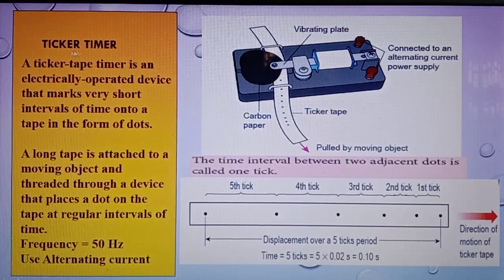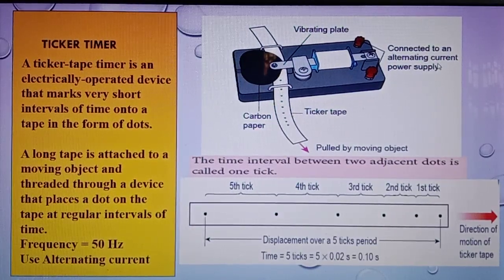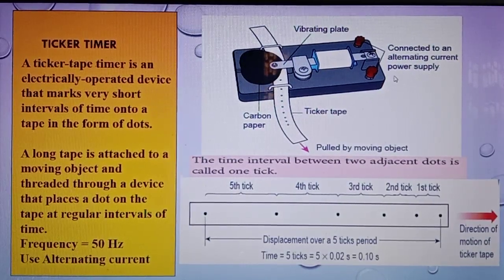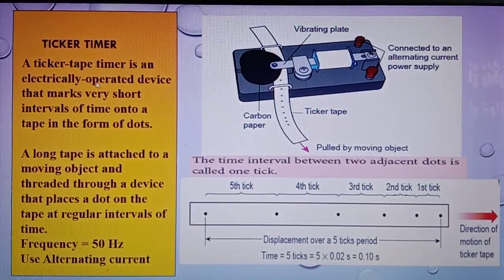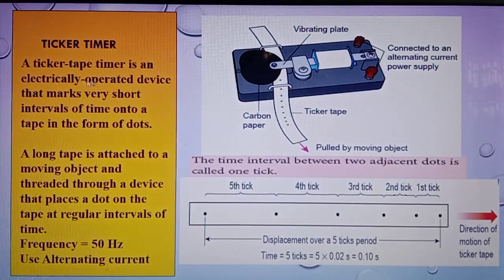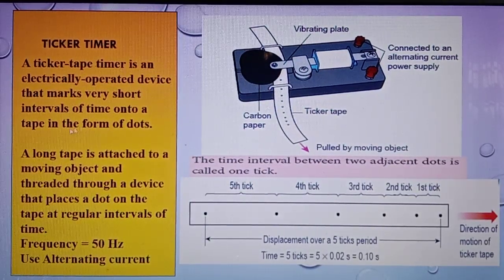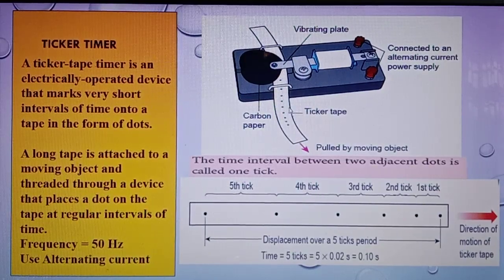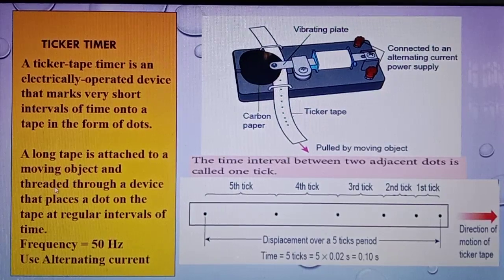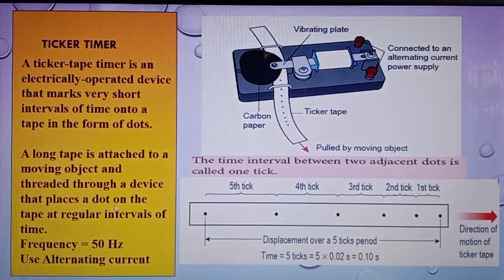How does it function? We connect it to an alternating current. It cannot function using direct current. So a ticker timer is an electrically operated device that marks very short intervals of time on a tape in the form of dots. You can see here, a long tape is attached to a moving object and threaded through a device that places a dot on the tape at regular intervals of time. The frequency normally is 50 Hz.